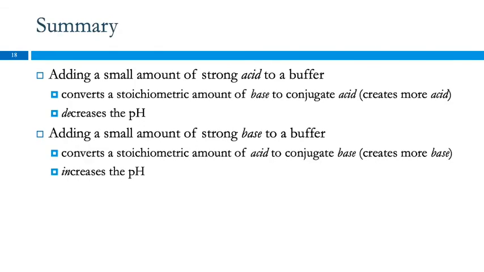So a summary of that: if we're adding a small amount of strong acid to the buffer, it's going to convert a stoichiometric amount of base to the conjugate acid, creates more acid, and it will reduce the pH. Makes sense. If you add acid to something, the pH should go down, right? In a buffer solution, that's still going to happen, but it's going to go down by much less than if it was unbuffered. If you add base, it's going to convert a stoichiometric amount of the acid to the conjugate base and cause the pH to go up.